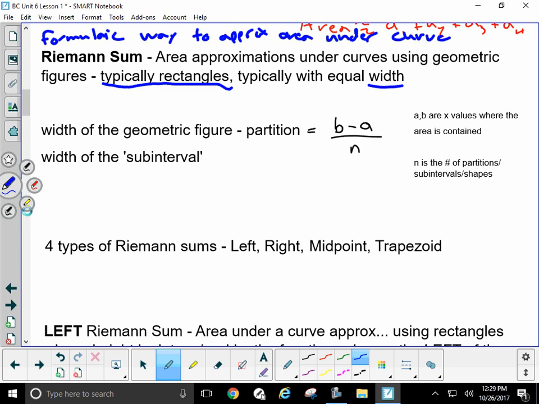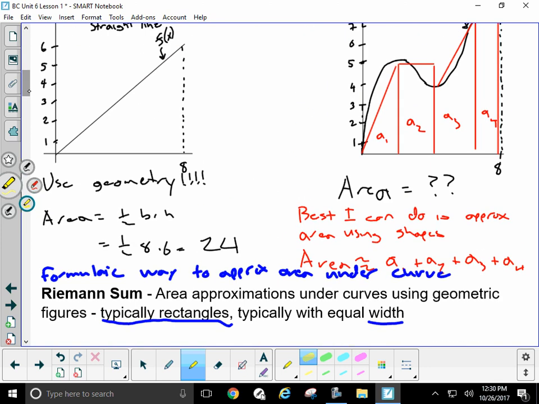And the width of the geometric figure is called a partition or a subinterval. And you get the width by using this formula, b minus a over n. What is b minus a over n? Well, b and a are just where you're starting and ending.